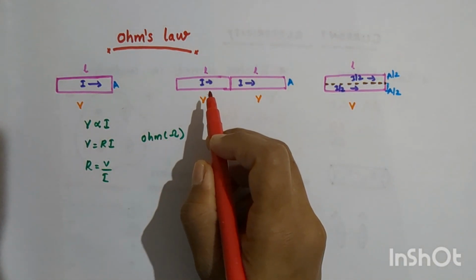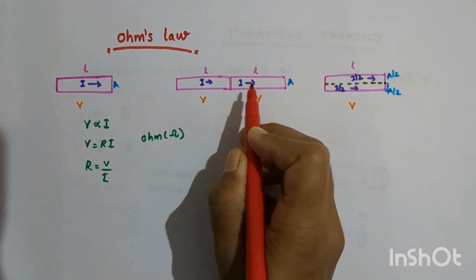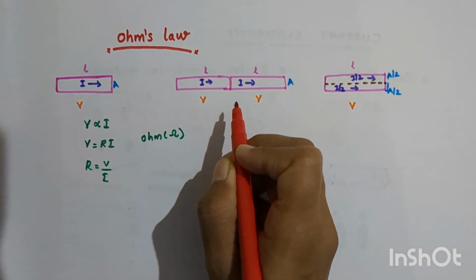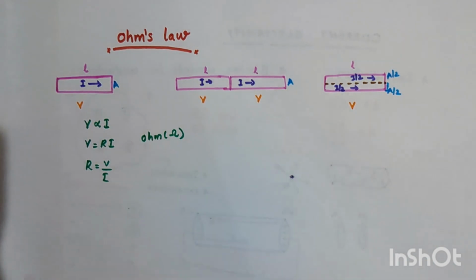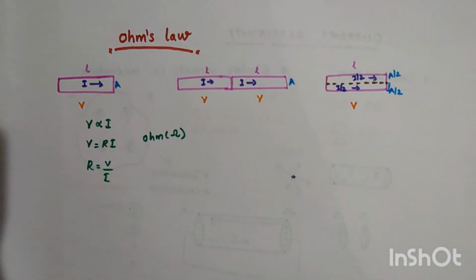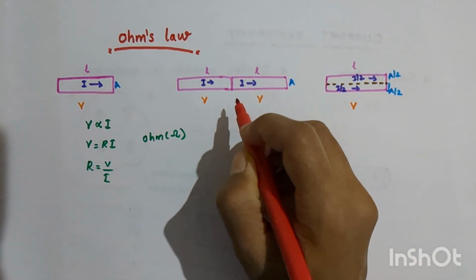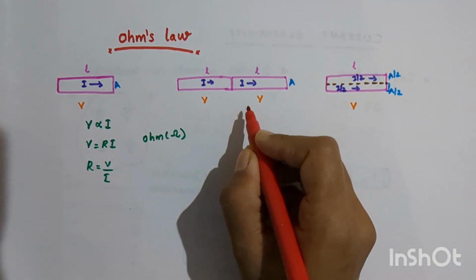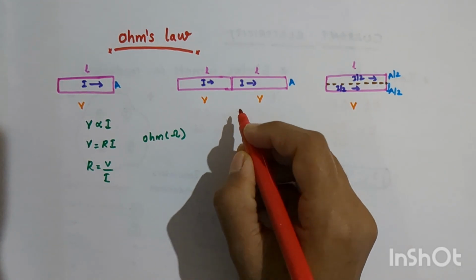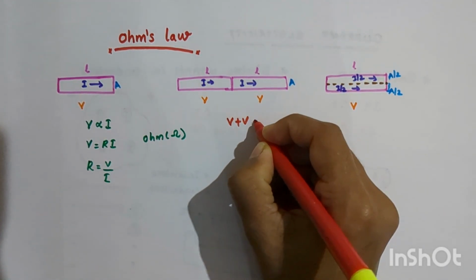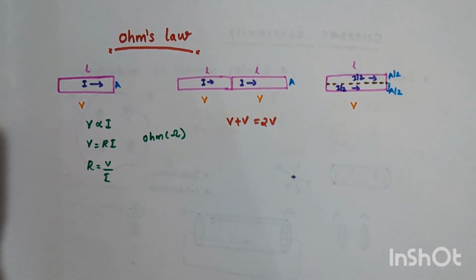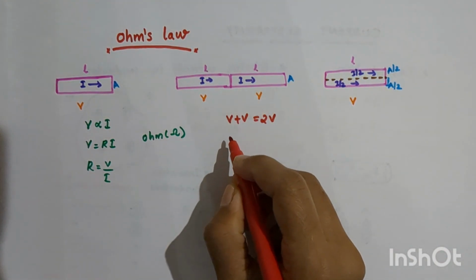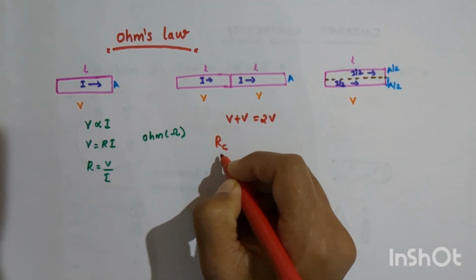Now, if we consider the combination of these two identical conducting slabs connected end to end, then what happens? The potential difference across the combination will be equal to the sum of the potential differences across the two individual slabs, that is V plus V, which is equal to 2V. Now, what about the resistance of this combination? I am taking the resistance of the combination as RC.